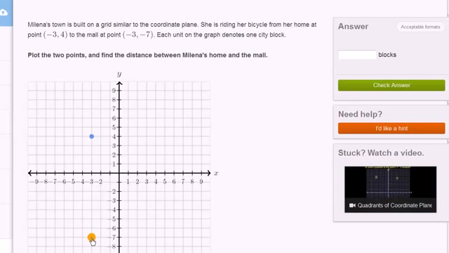Now we need to figure out the distance between her home and the mall. And we could actually count it out, or we could just compute it. If we wanted to count it out, it's 1, 2, 3, 4, 5, 6, 7, 8, 9, 10, 11 blocks. So we could type that in.